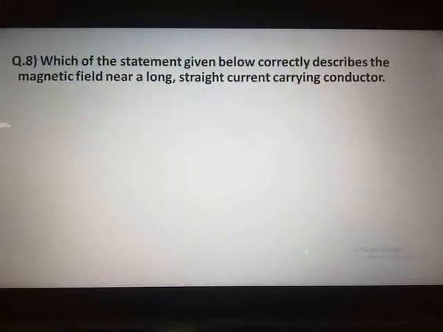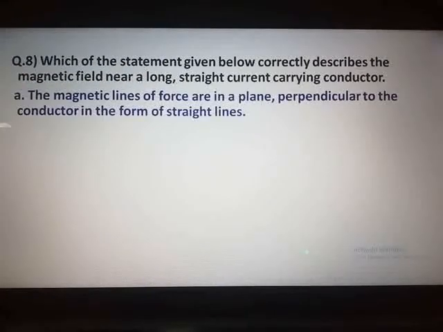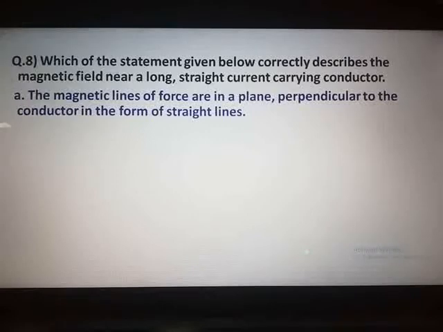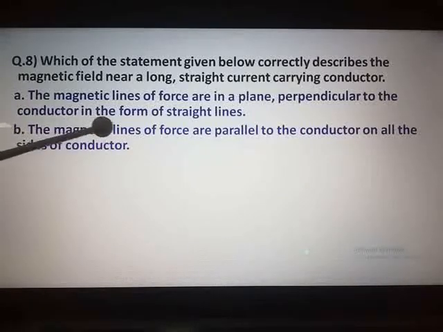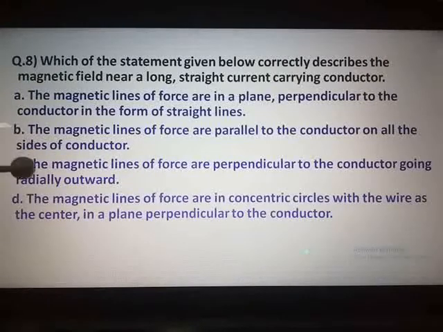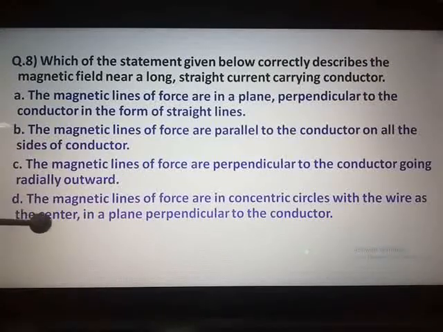Again an open-ended question, a type of MCQ. Just now we have seen question number 3, same type. Which of the statements given below correctly describes the magnetic field near a long straight current carrying conductor? The first option is the magnetic lines of force are in a plane perpendicular to the conductor in the form of straight lines. Second, the magnetic lines of force are parallel to the conductor on all the sides of the conductor. Third option, the magnetic lines of force are perpendicular to the conductor going radially outward. And the fourth option is the magnetic lines of force are in concentric circles with the wire as the center.